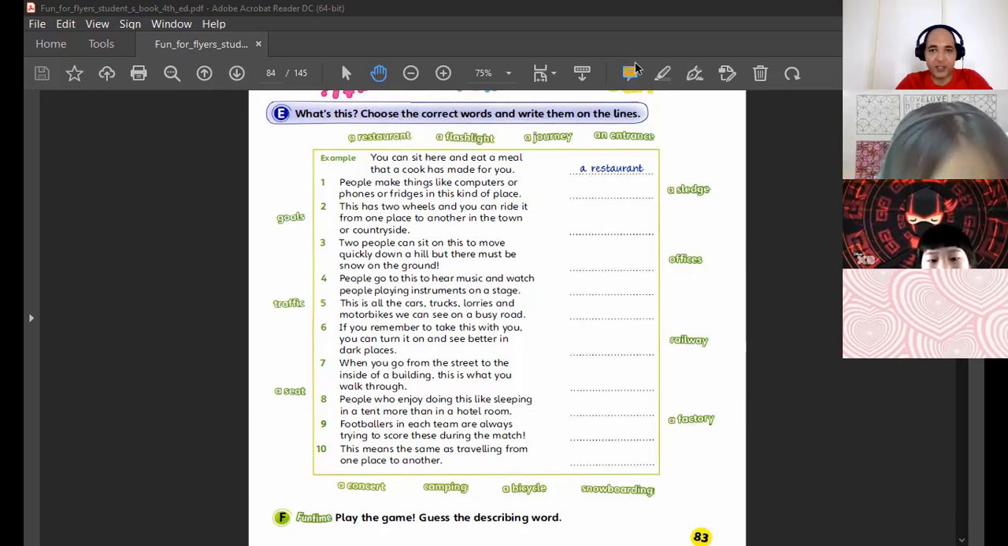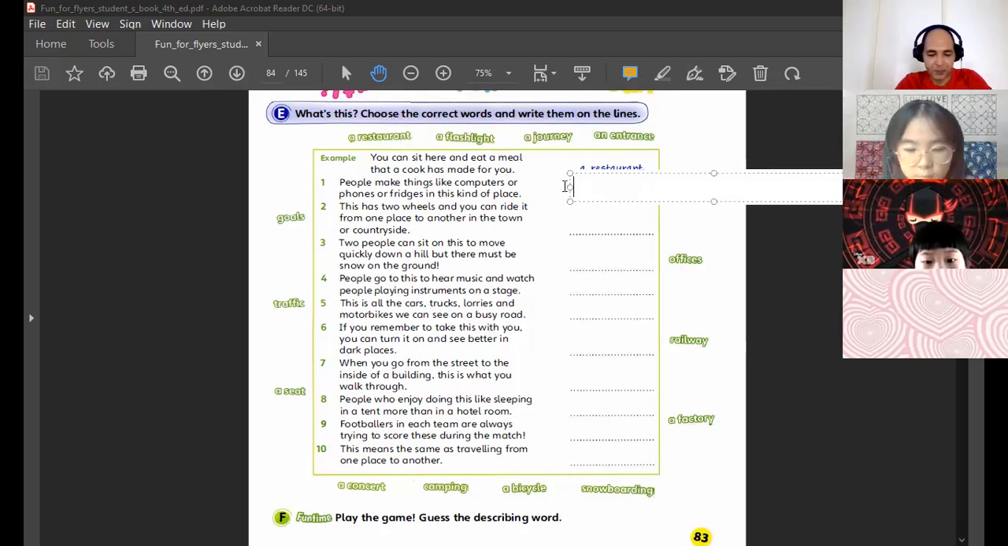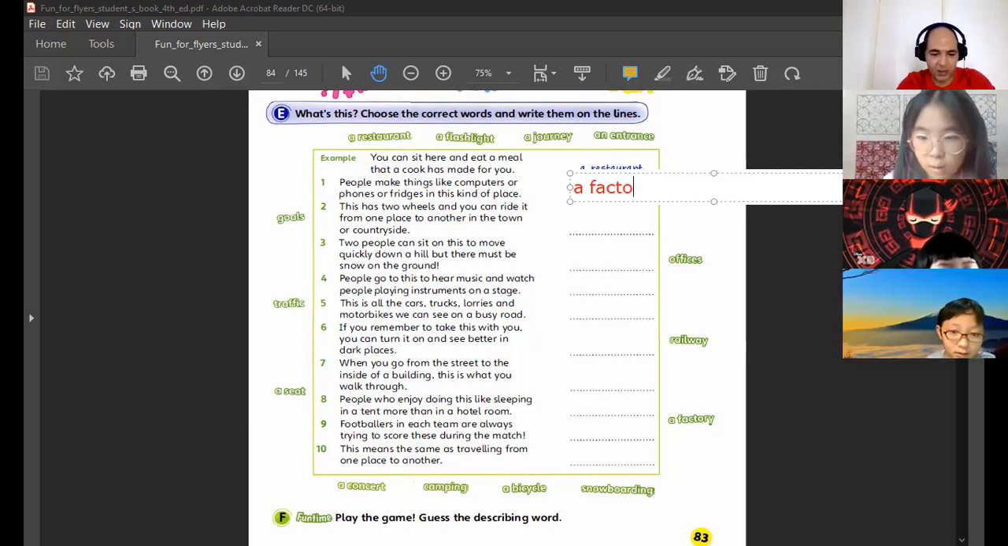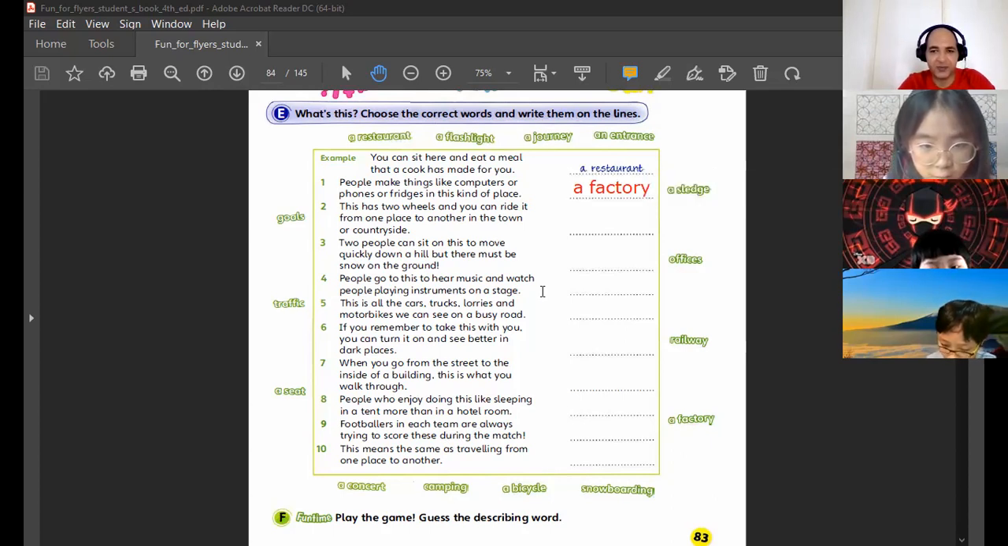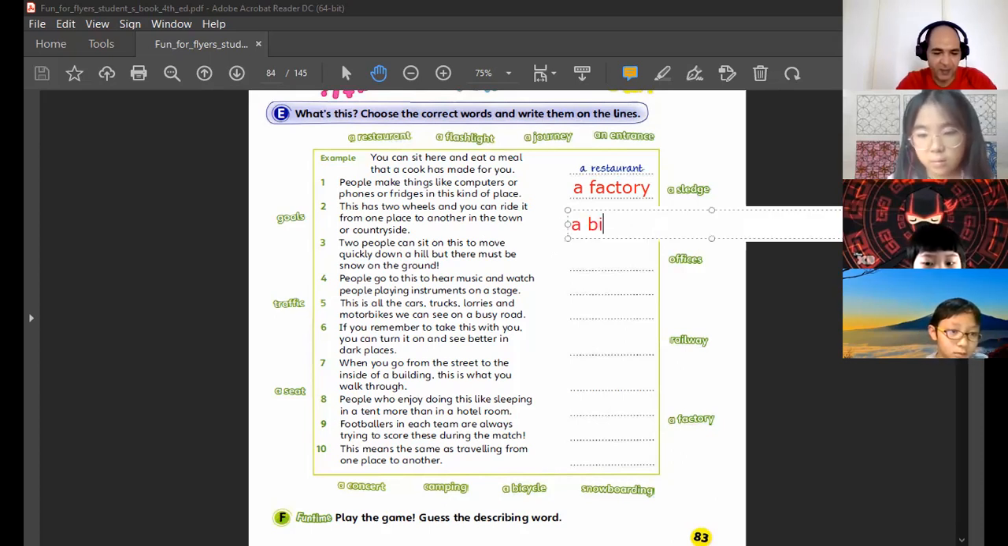All right, so let's check your answers. Okay, so people make things like computers or phones or fridges in this kind of place. What is it? A factory. Yes. A factory. Correct, a factory. Number 2, this has 2 wheels and you can ride it from one place to another in a town or countryside. Of course it is, yes. A bicycle.